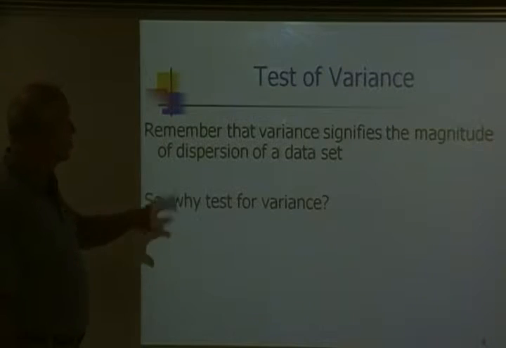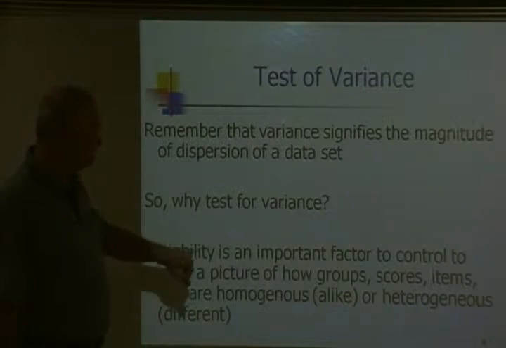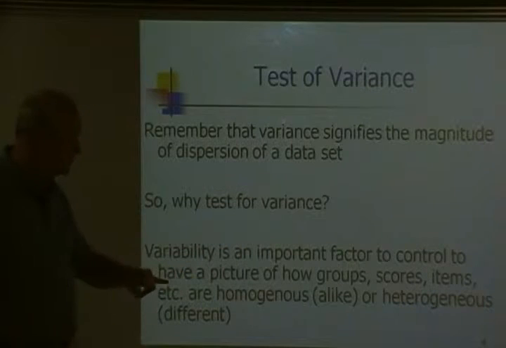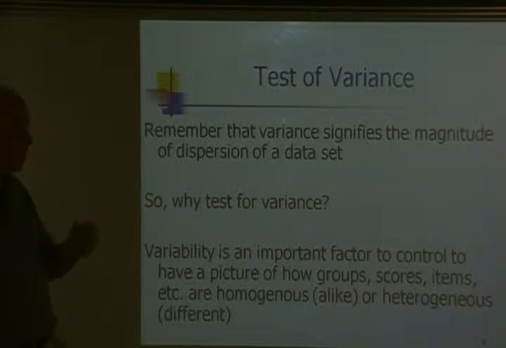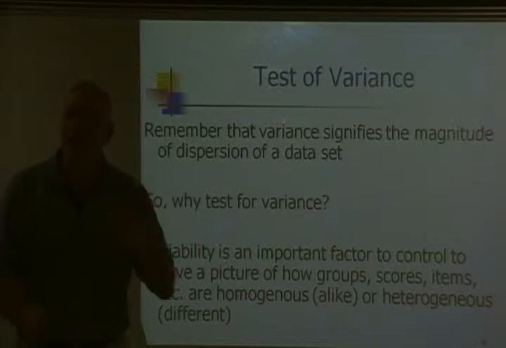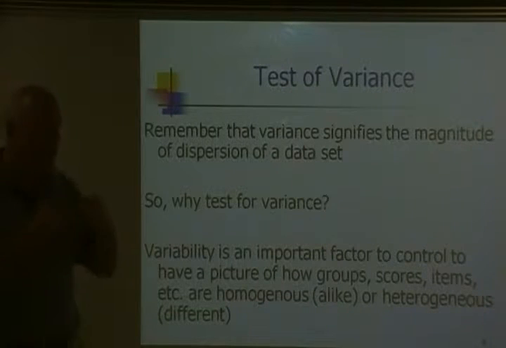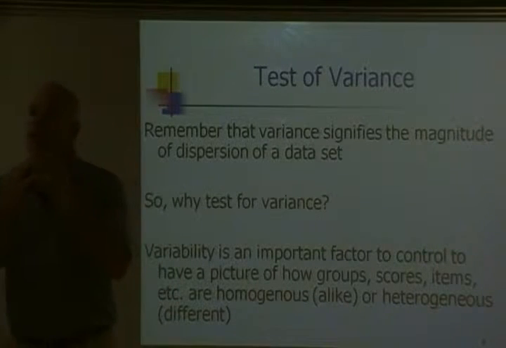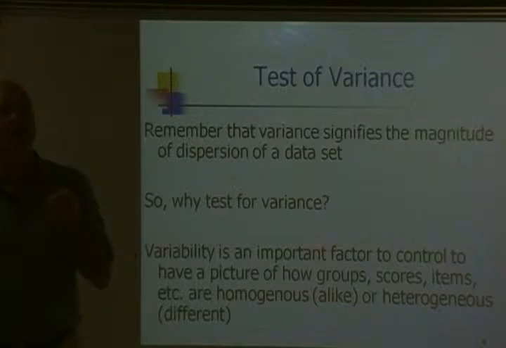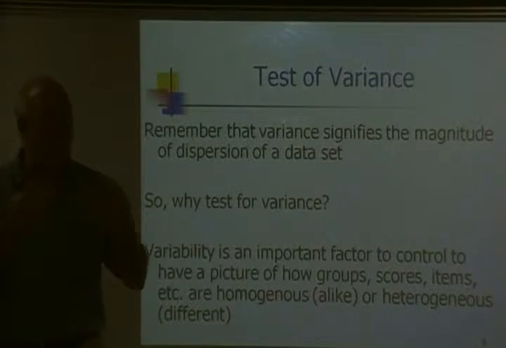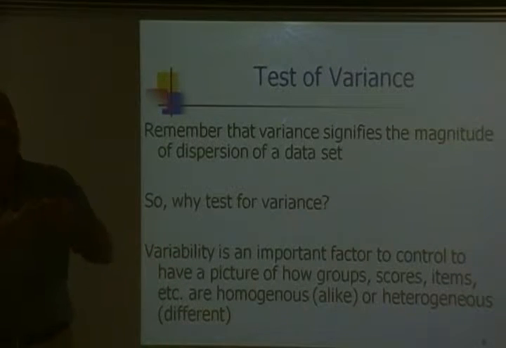So why do we want to test for variance? It's an important factor to control, to have a picture of how groups, scores, items, etc. are homogeneous or alike, or heterogeneous or different. So when you have homogeneity of variance, the variability of the groups are very similar. When you violate homogeneity of variance, then they're extremely different.